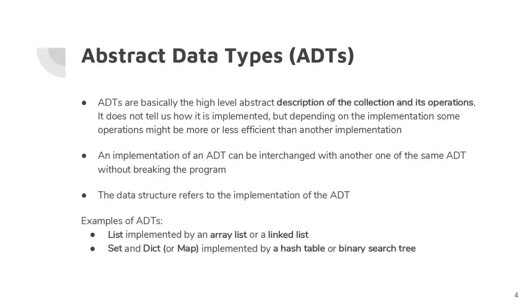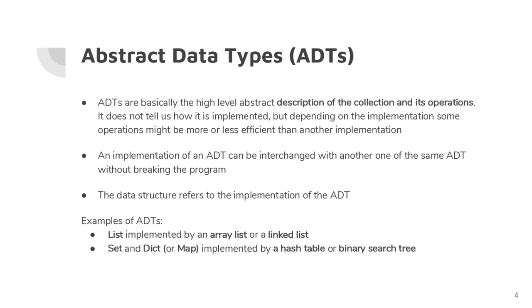Then abstract data types. Abstract data types are often used synonymously with data structures, but basically they're a high-level abstract description of your collection and its operations. The difference between an abstract data type and a data structure is that an abstract data type does not tell you how it's implemented. So you can have the same abstract data type implemented by different algorithms.